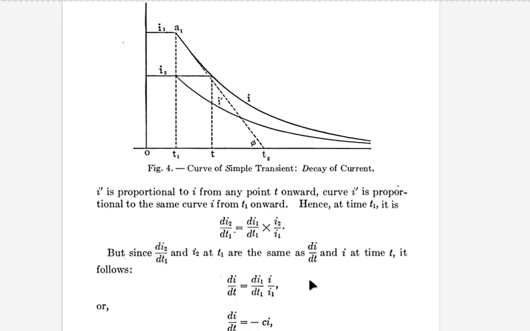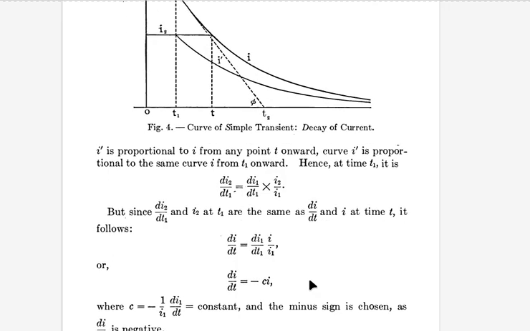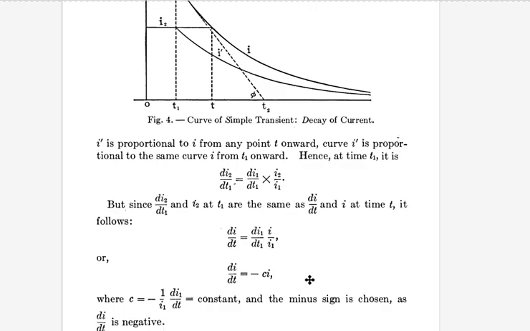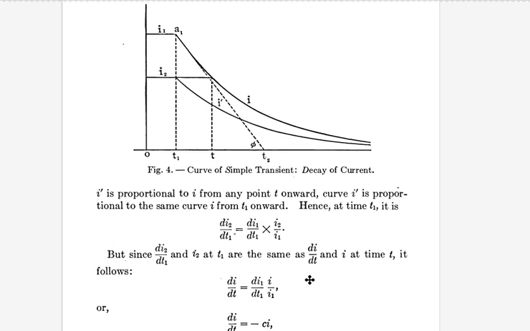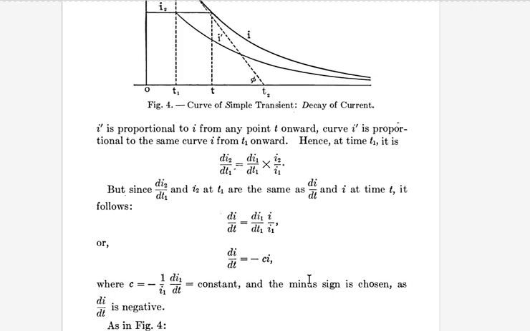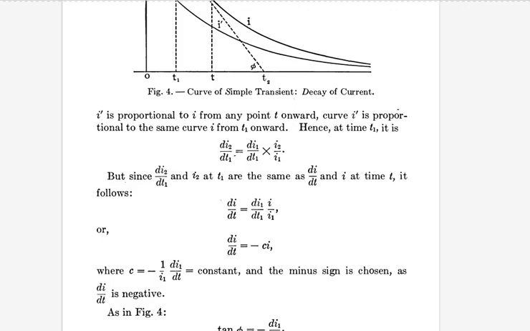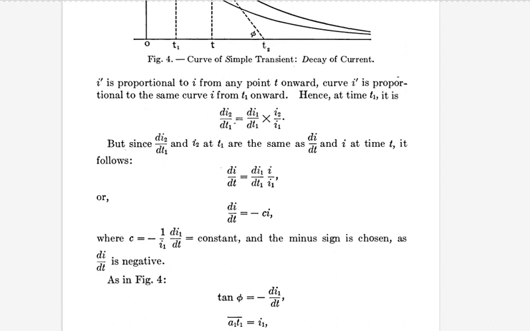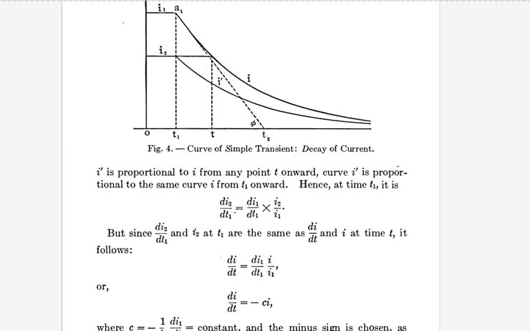But since di2 over dt1 and I2 at t1 are the same as di over dt and I at time t, it follows that di over dt equals di1 over dt1 times I over I1, or di over dt equals minus c times I, where constant c equals minus 1 over I1 times di1 over dt1, equals constant. And the minus sign is chosen because di over dt is negative, as in the figure, tangent theta equals minus di1 over dt.